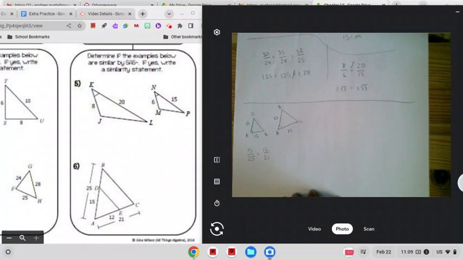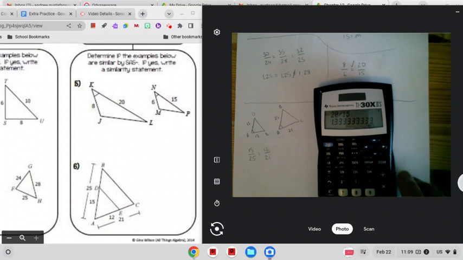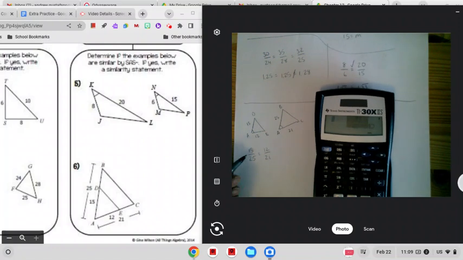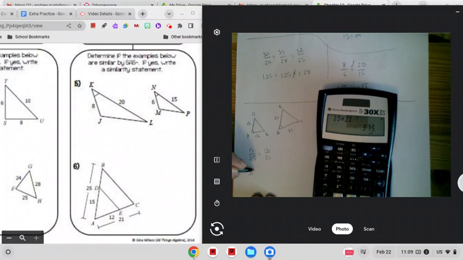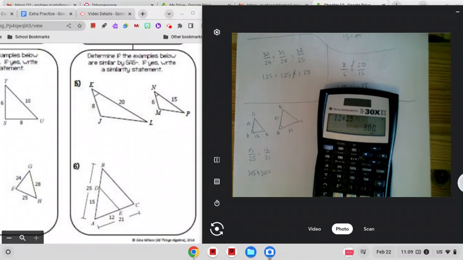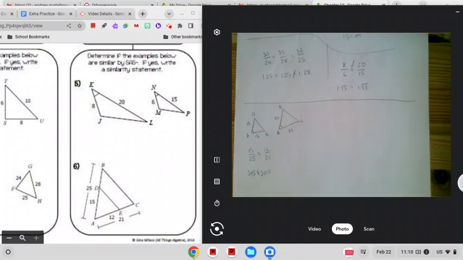Again, I could divide and make them into decimals. You could cross multiply. I'll cross multiply this time just to show a different way. So I'm going to do 15 times 21, and I get 315. And then I'm going to do 12 times 25, 300. These are not the same, which means these are not proportional. These are not similar to each other. Didn't work. They're not similar. We would hope that they were, but they're not.